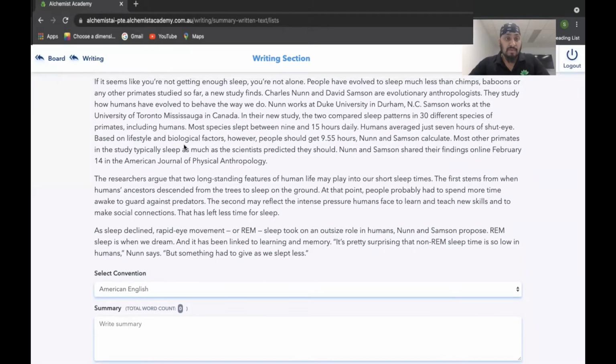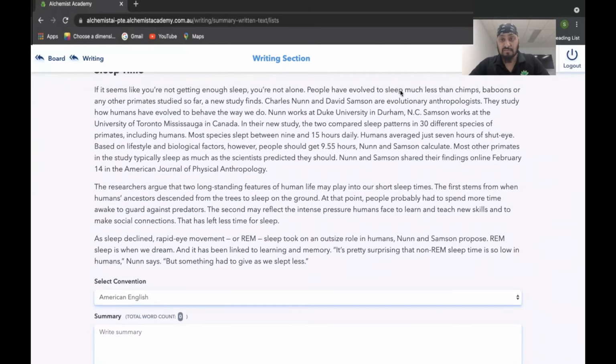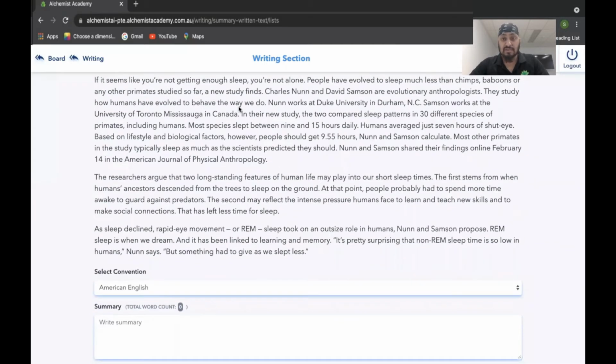Let's have a look at this. If it seems like you're not getting enough sleep, you're not alone. People have evolved to sleep much less than chimps, baboons, or any other primates studied so far, a new study finds. Charles Nunn and David Samson are evolutionary anthropologists. They study how humans have evolved to behave the way they do. Nunn works at Duke University in Durham, N.C. Samson works at the University of Toronto Mississauga in Canada. In their new study, the two compared sleep patterns in 30 different species of primates, including humans. Most species slept between 9 and 15 hours daily.